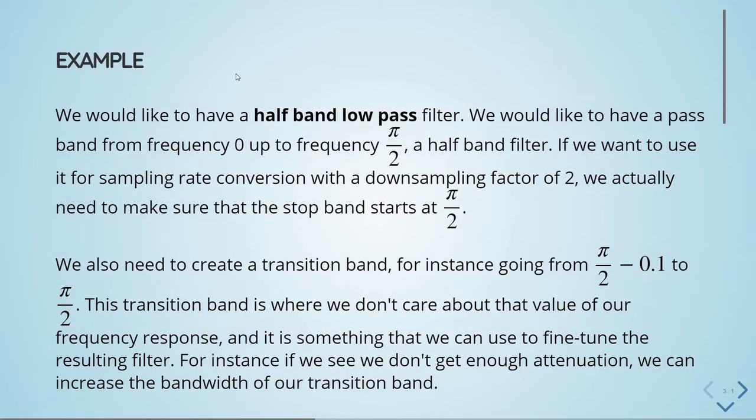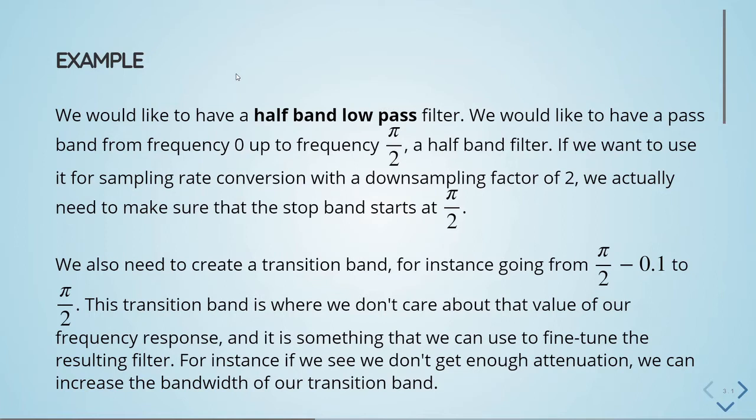Let's take a look into this example now. We would like to have a half-band low-pass filter. So this means that we would like to have a pass band from frequency 0 up to the frequency pi divided by 2. So this is a half-band filter. If we want to use it for sampling rate conversion with a downsampling factor of 2, we actually need to make sure that the stop band starts at pi divided by 2.